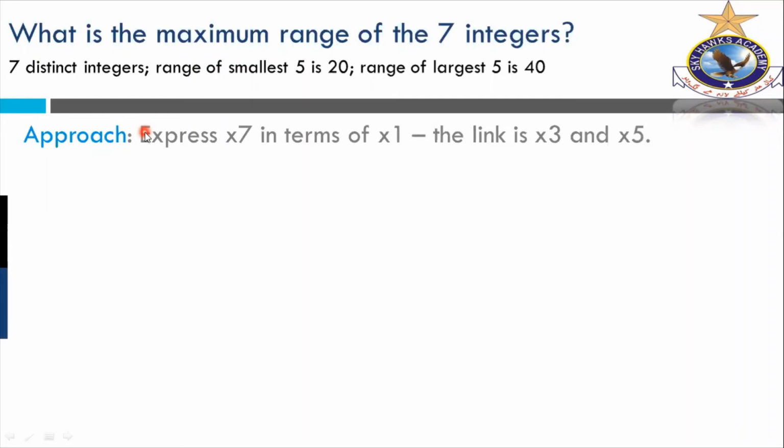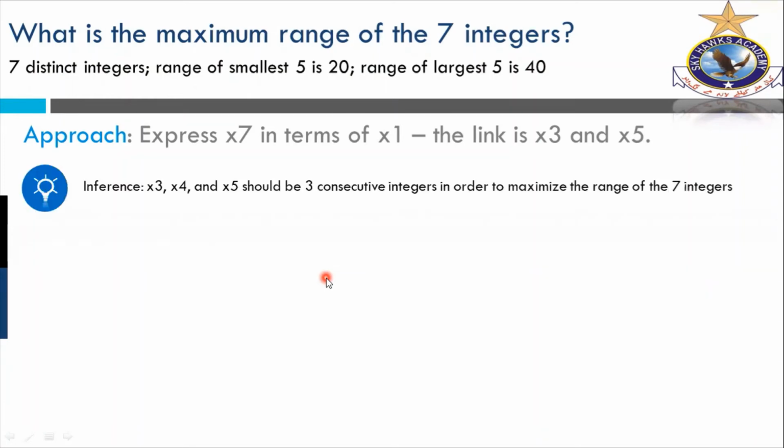One thing is the top of the line, that is the 7 integers. We are looking for the maximum range, and these two ranges are given if we are going from the bottom to the top and top to the bottom. Am I right? Approach: express x7 in terms of x1, with the link being x3 and x5. So let me explain this one. How will we do this?